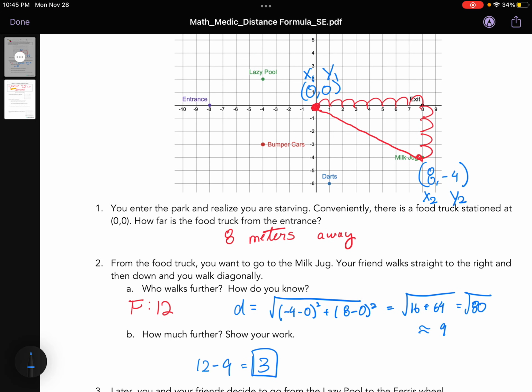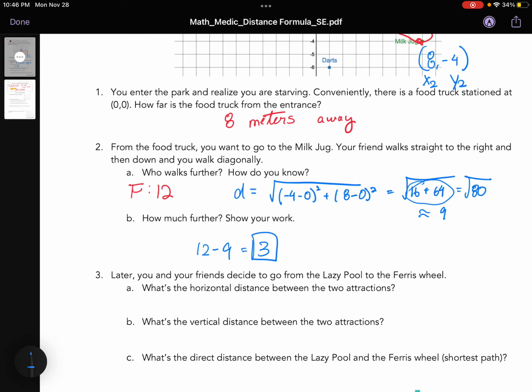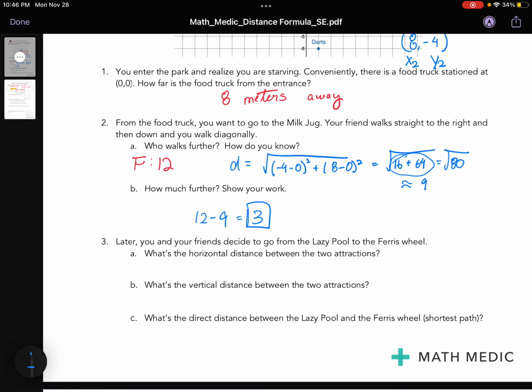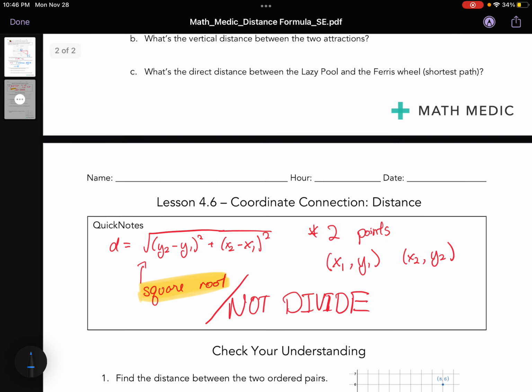Make sure you label your points, you subtract it, and then you square it. What's very, very important is that the numbers here are always positive. I'm not going to go over number 3, but let's go back to the notes.